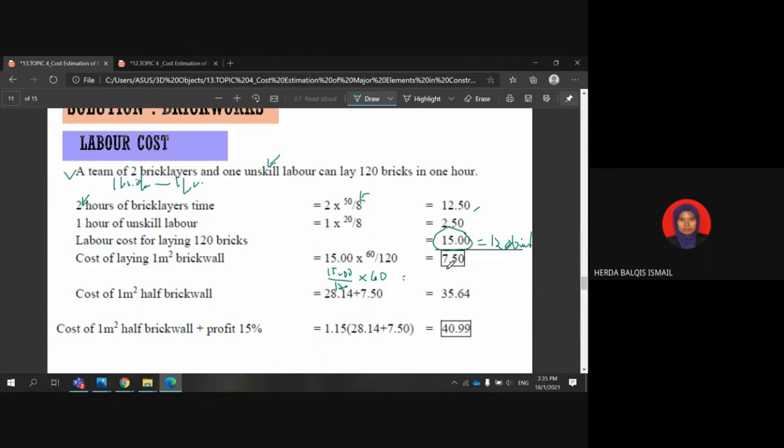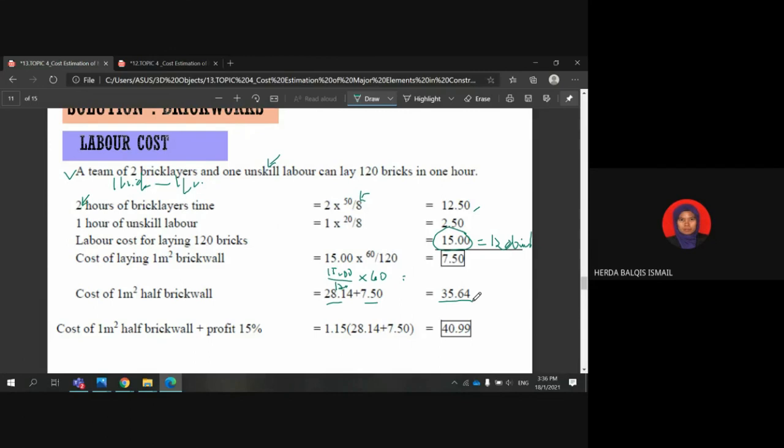Okay. Therefore, the estimation cost for constructing 1 meter square of half brick wall: you total up the material cost and also the labor cost. We get the price. This is the material cost, this is the labor cost. We get 35 ringgit and 64 cents. Right?